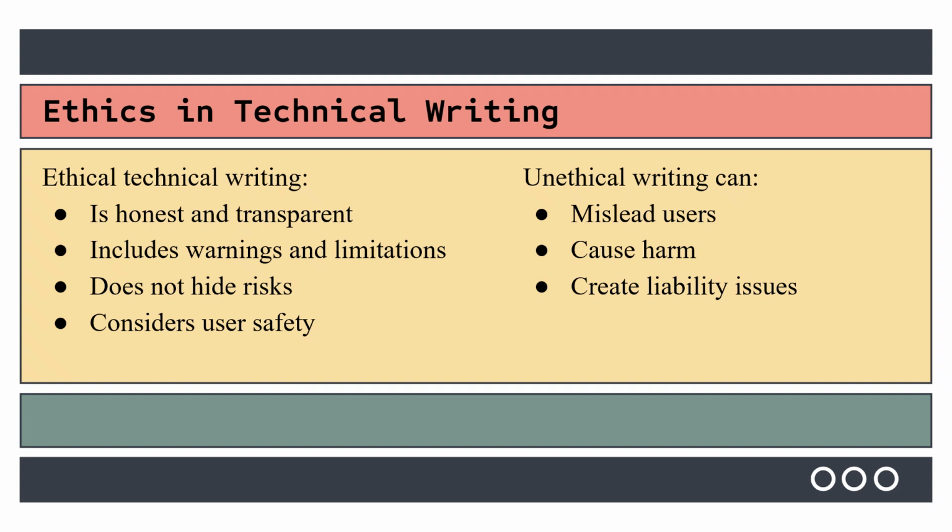We also need to review ethics in technical writing. Ethical technical writing is honest and transparent. It includes warnings and limitations, does not hide risks, and considers user safety. Unethical technical writing can mislead users, cause harm, and create serious real-world consequences.